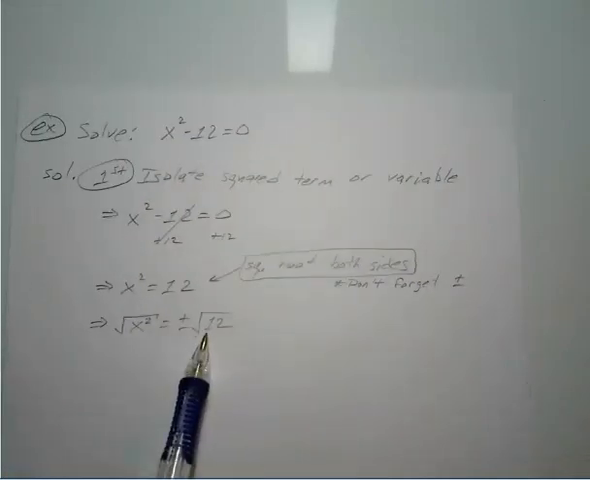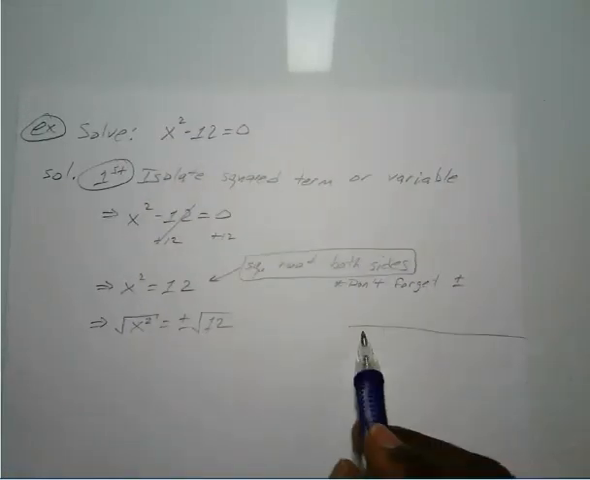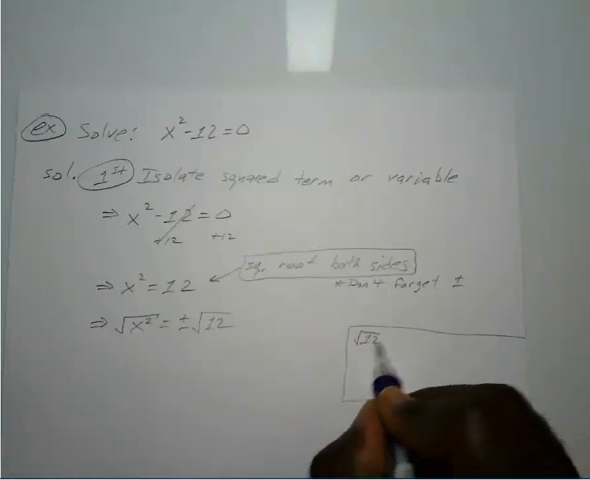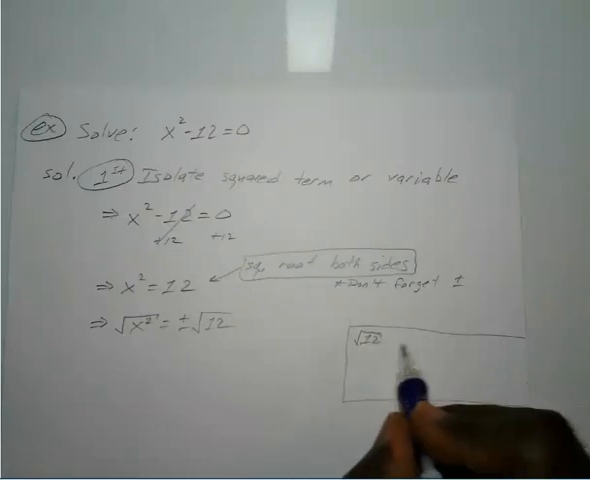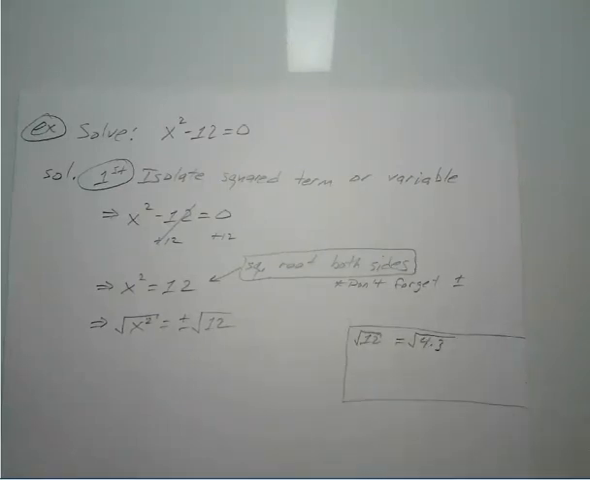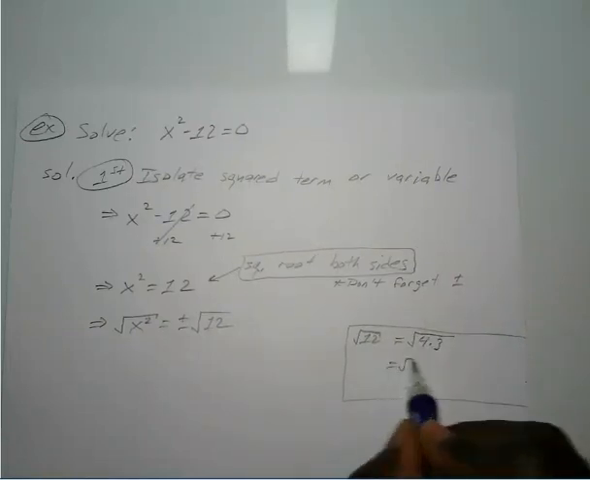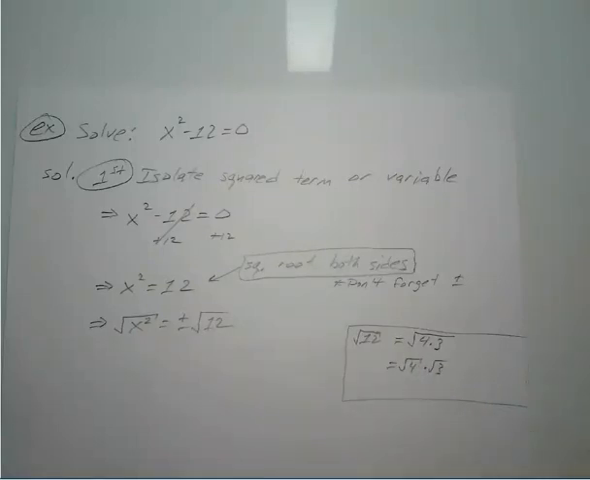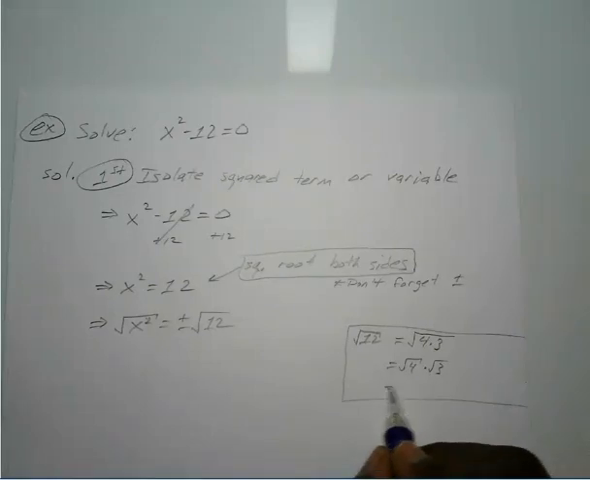Okay, so if you notice with your square root of 12, it's a little side note here. Remember, square root of 12 is equal to square root of 4 times 3. Whenever you have that number factored, you can separate them. So you have square root of 4 times square root of 3. Square root of 4 is equal to 2, so that leaves us with 2 square root of 3. So square root of 12 is equal to 2 square root of 3.